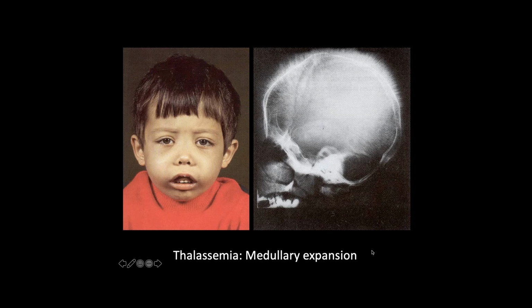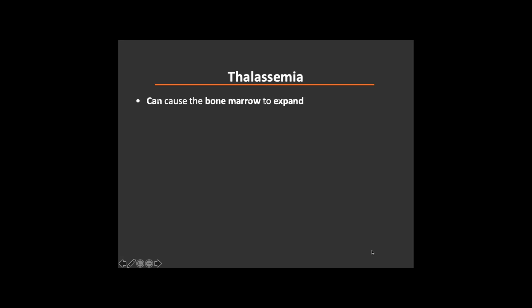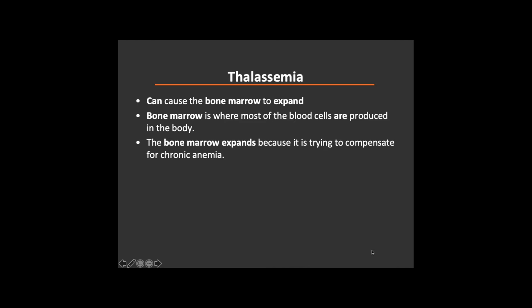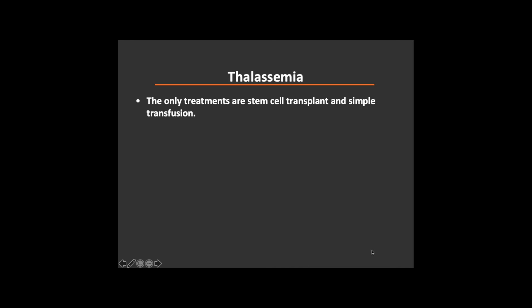One of the other things that we see in thalassemia is what's referred to as medullary expansion. Now, medullary expansion is caused because the bone marrow is expanding, and of course you know this is where our blood cells are produced, and the bone marrow is trying to expand because it's trying to compensate for that chronic anemia. So we're going through increased erythropoiesis, or at least trying to make more red blood cells.